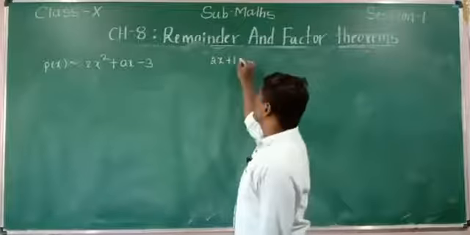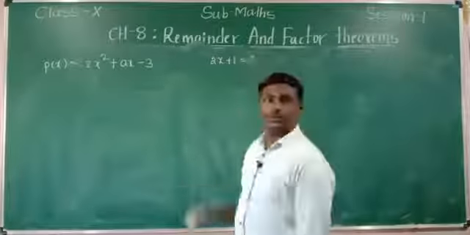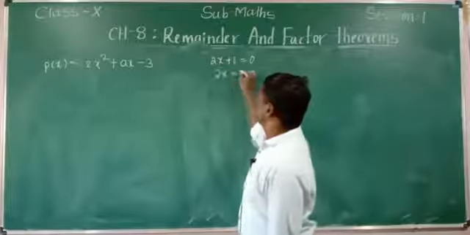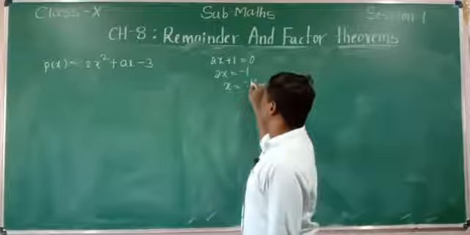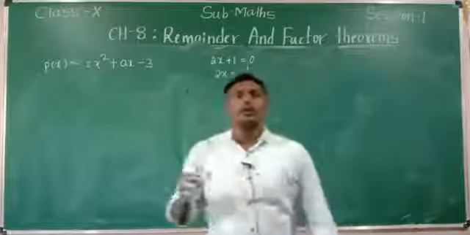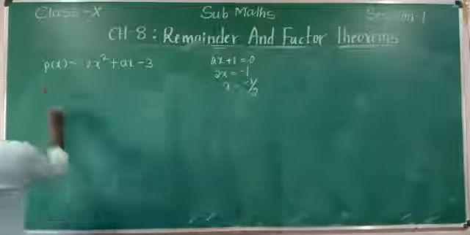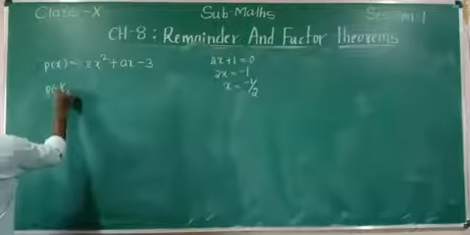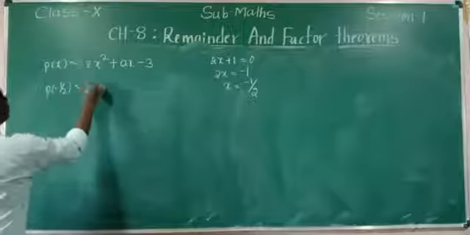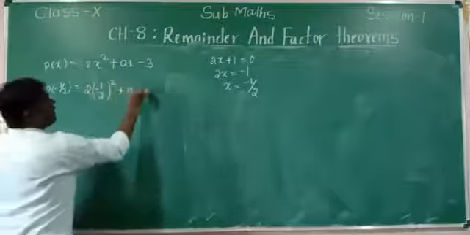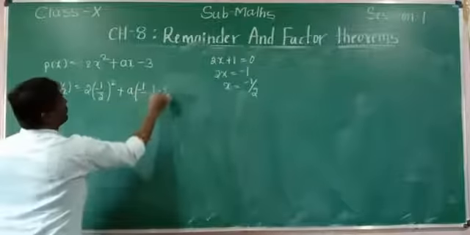Okay, so 2x plus 1 is equal to 0, then 2x is equal to minus 1, then x is equal to minus 1 by 2. Just substitute this x value in the given expression. p of minus 1 by 2, which is equal to 2 into minus 1 by 2 whole square plus a into minus 1 by 2 minus 3.